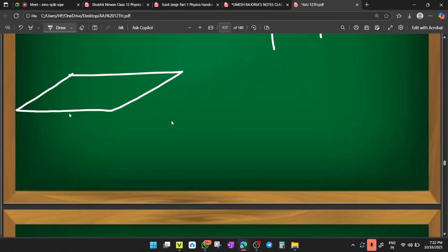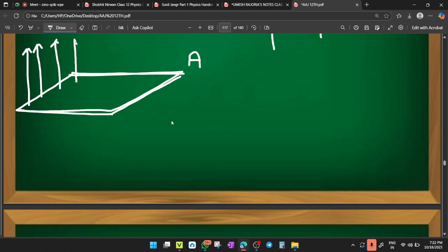Yes, see here. This is our surface, okay, beta? This is our surface having area A. Clear? And this surface is kept in a magnetic field B. Throughout, a uniform magnetic field B is there. Clear or not clear? Okay. Throughout, magnetic field B is there.